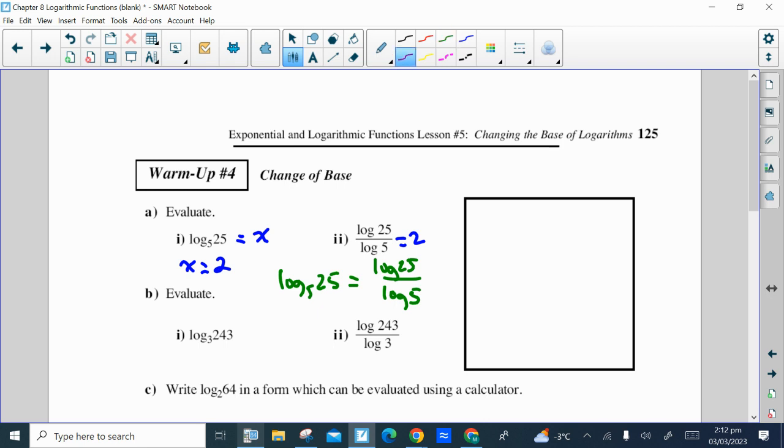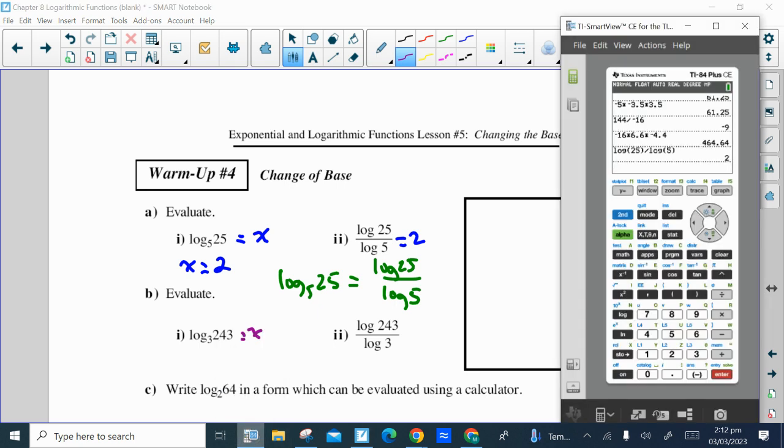So looking at part B, evaluate log base 3 of 243. So what does log base 3 of 243 really mean, Miriam? It means 3 to what power equals 243. And I think that is 4, I think. Let's just say 5. Right, because 3 to the 4th would be 81. Yep, so this equals 5.